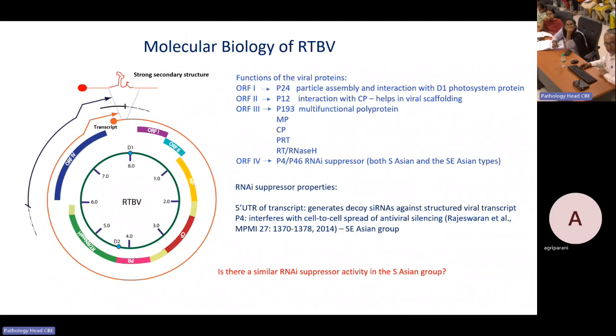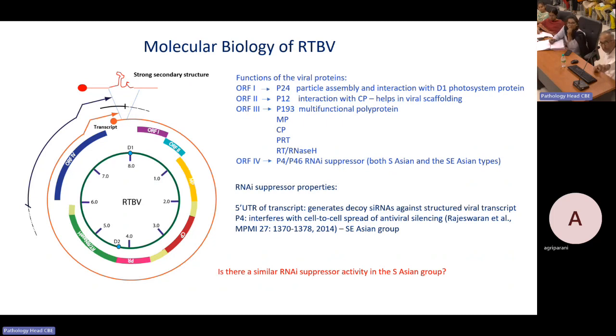So coming back to RTBV, what are the known functions of the viral proteins? ORF1, we call it P24, a protein of molecular weight 24 kilodaltons. It participates in particle assembly and interaction with the D1 photosystem protein. People at DRR, Hyderabad, showed in a paper about 5-6 years back that the ORF1 product interacts with photosynthesis in the rice plant, and that may lead to the yellowing symptoms we see upon virus infection.